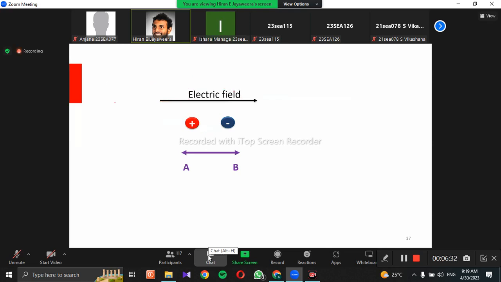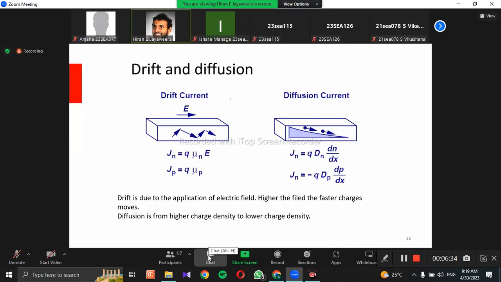And in addition to that, there is another mechanism called diffusion.